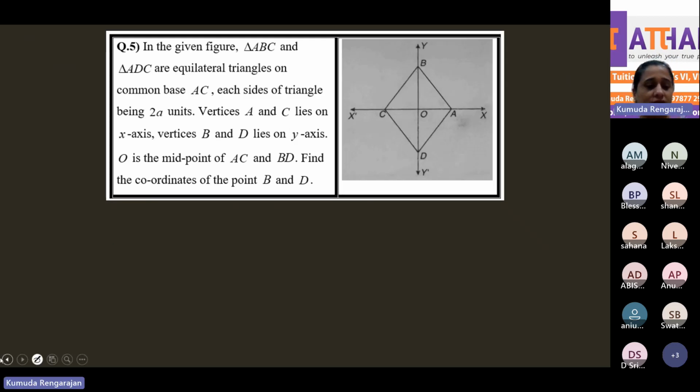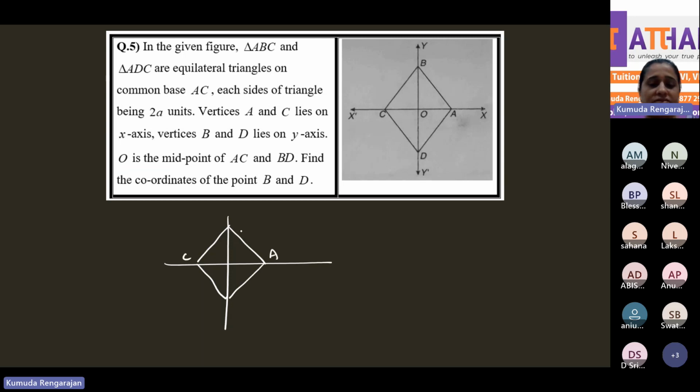So let's see the question again. We have an equilateral triangle like this and like this. The points A and C lie on the x-axis, B and D lie on the y-axis. The origin O is the midpoint of AC and BD. The sides are 2A units each. This one is also 2A.